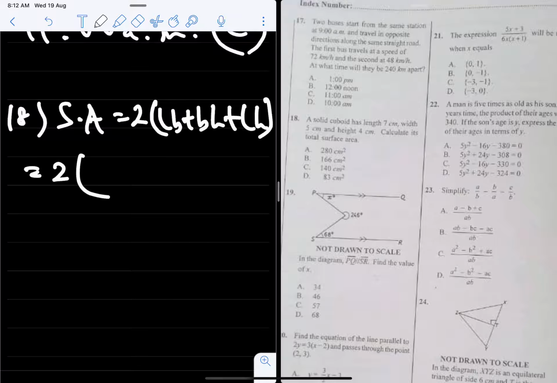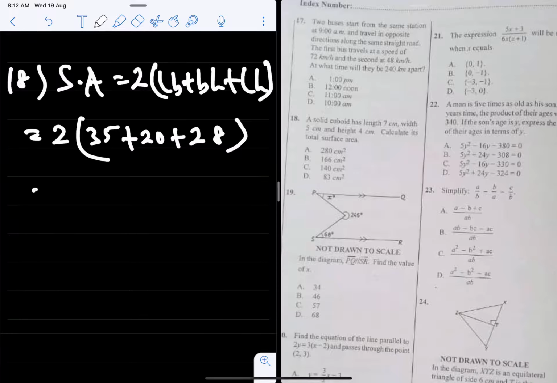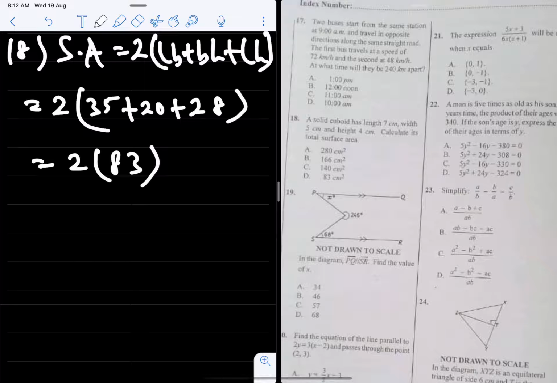LB is 7 times 5, 35, plus BH is 5 times 4, which is 20, plus LH, which is 7 times 4, that's 28, and that's equal to 2 times 83. 20 plus 28 is 48, plus 35, that's 83, which is 166 centimeters squared, and the correct option is B.